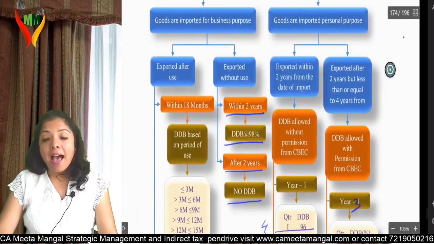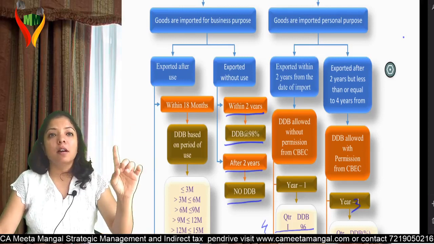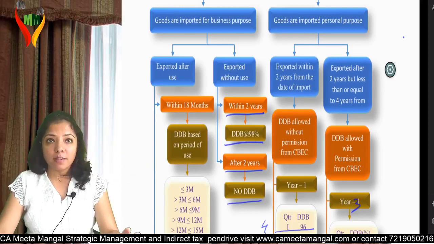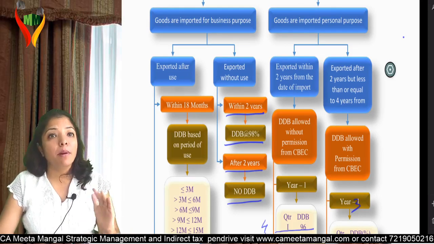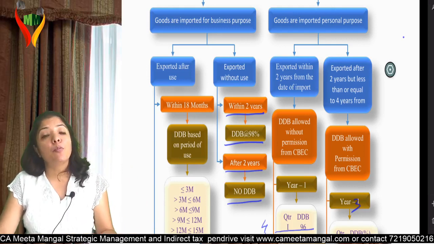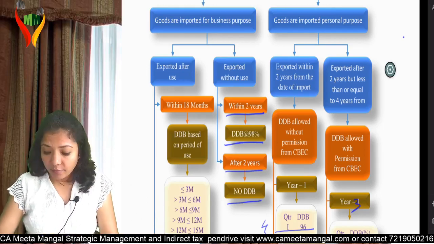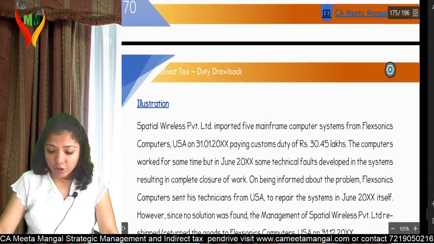Am I clear? And if you import for personal purpose, within 2 years, the first year, every quarter 4%, second year every quarter 3%. After 2 years, if exporting, you'll be eligible for drawback only when permission is given. And the drawback percentage will come down to 2.5% in the third year and 2% in the fourth year. Am I clear till here? Let's go with the illustration.